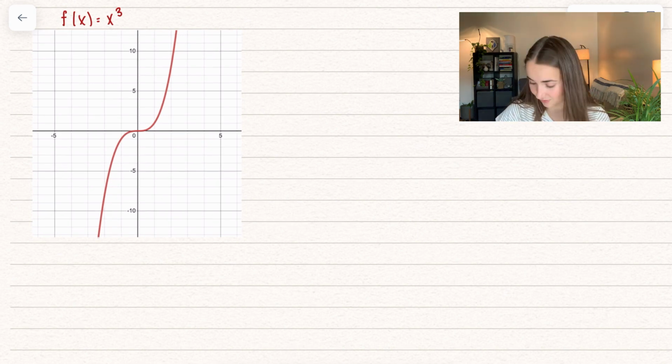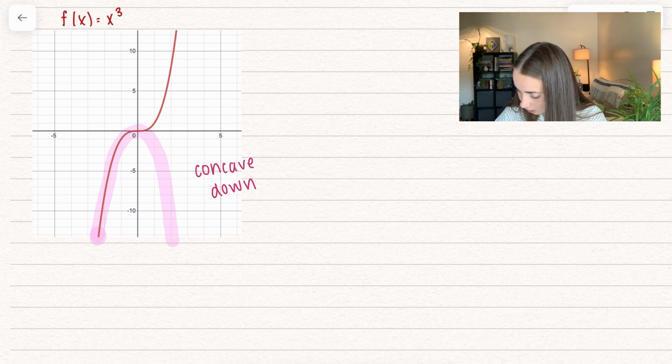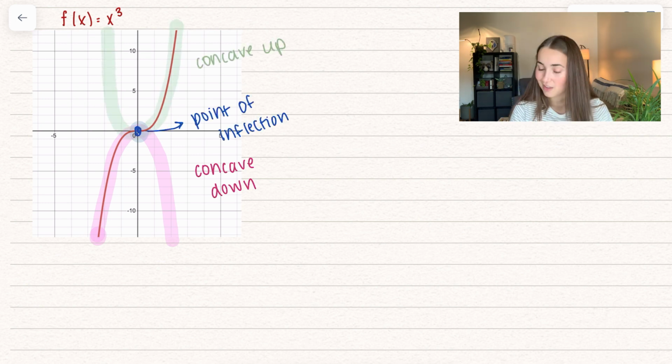So if we start at this first part, let's start at the bottom right here. We actually have a function that is concave down. Do you see how it is curved downwards? And then we have what is called a point of inflection, and that is where it changes concavity because as we can see on top, the function is actually concave up. So it curves upwards.